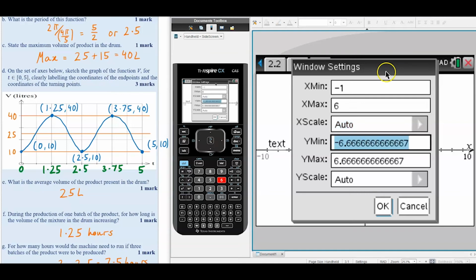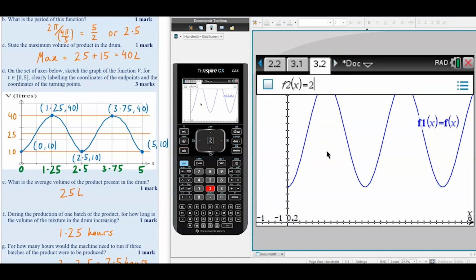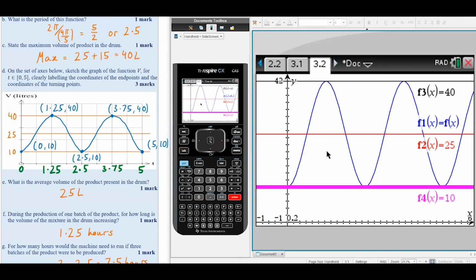Our y minimum, I'll just maybe leave that as -1, just so we can see the x-axis, and I'll go 42. Doesn't really matter, just so we can see the top there. I can press tab and type in these kind of mid values and top and bottom values. There you go, so 10. So just getting a sense of the shape, that can assist us when we're sketching these functions.